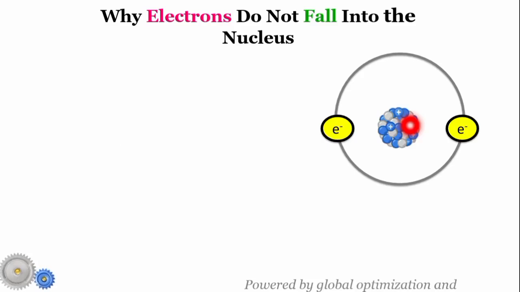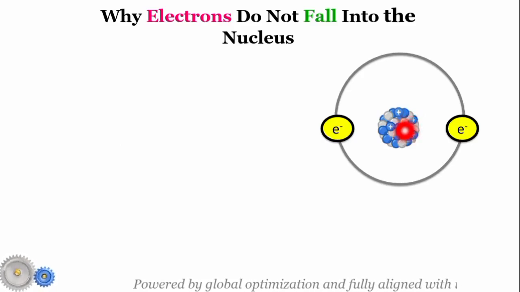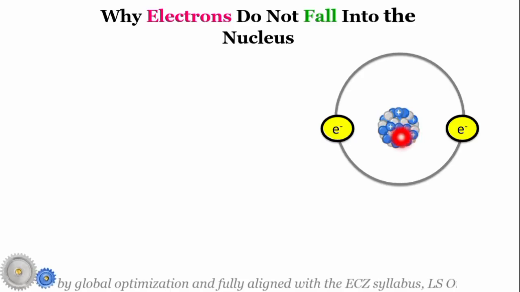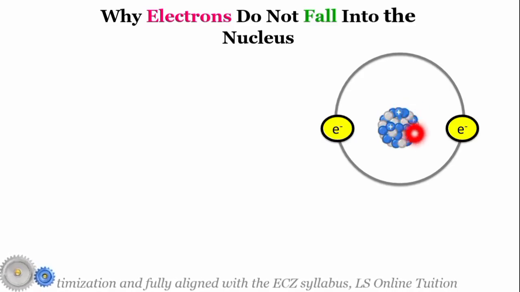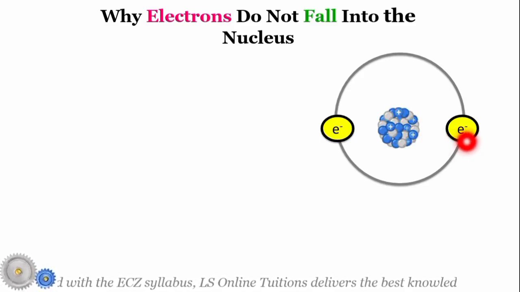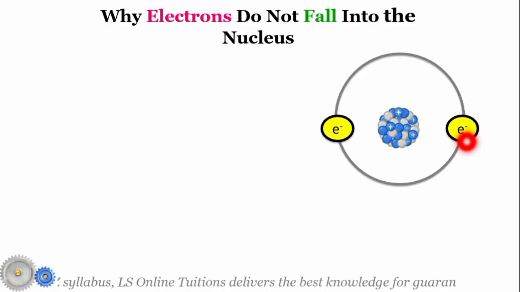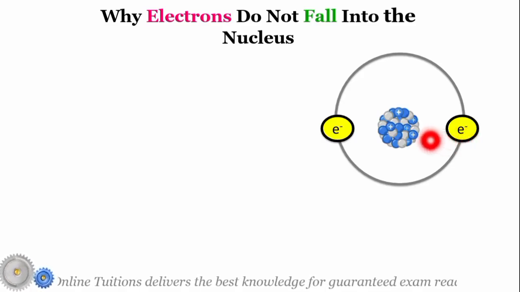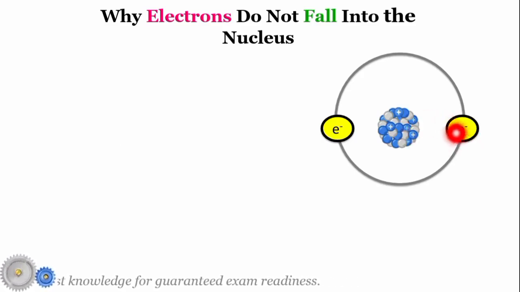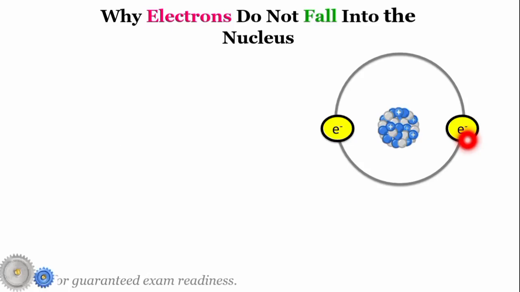In physics, we have learned that opposite charges attract. So we can see positive charges at the center of an atom, and we can see a negative charge here. So according to physics, there is an electrostatic force of attraction between these two components. Now, why is this electron not falling onto the nucleus? We want to know the reasons.